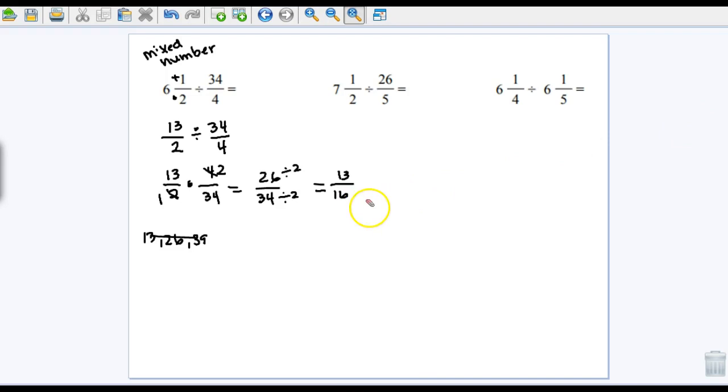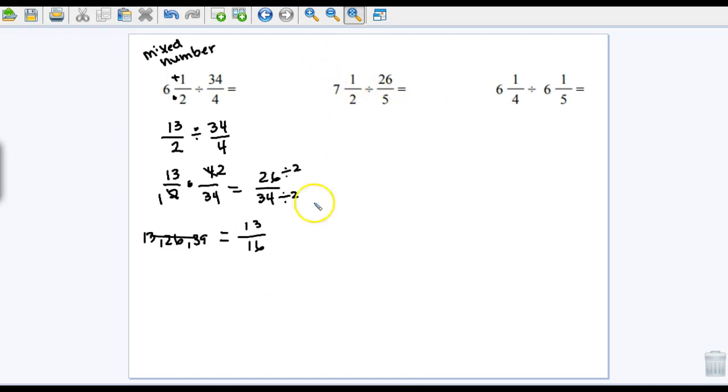I'm actually going to bring this down over here. I want us to get in the habit of working our problems out vertically. So this would actually go down here, and my answer would be 13 over 16. Okay.